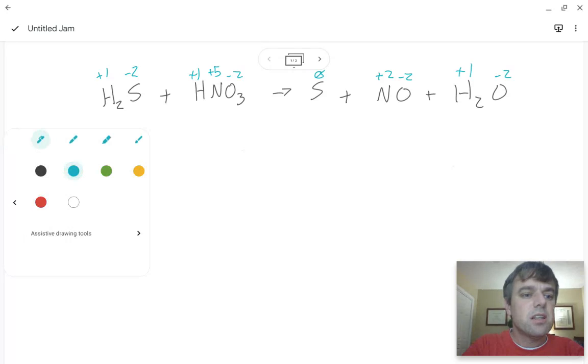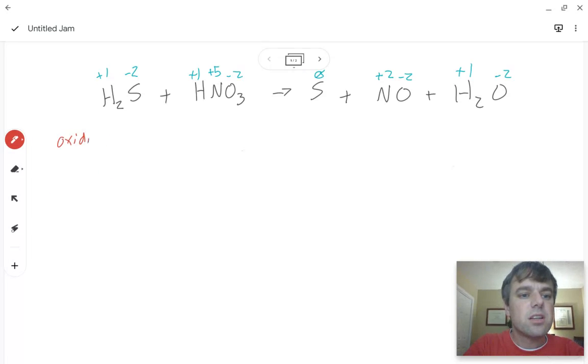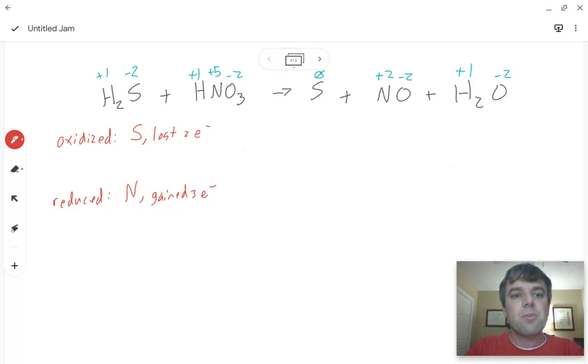So if we take a look at this and we try to figure out what is oxidized, keep in mind oxidation is losing electrons or becoming more positive, that would be sulfur, which has lost 2 electrons. And if we look at what is reduced, that would be nitrogen. It gained 3 electrons.